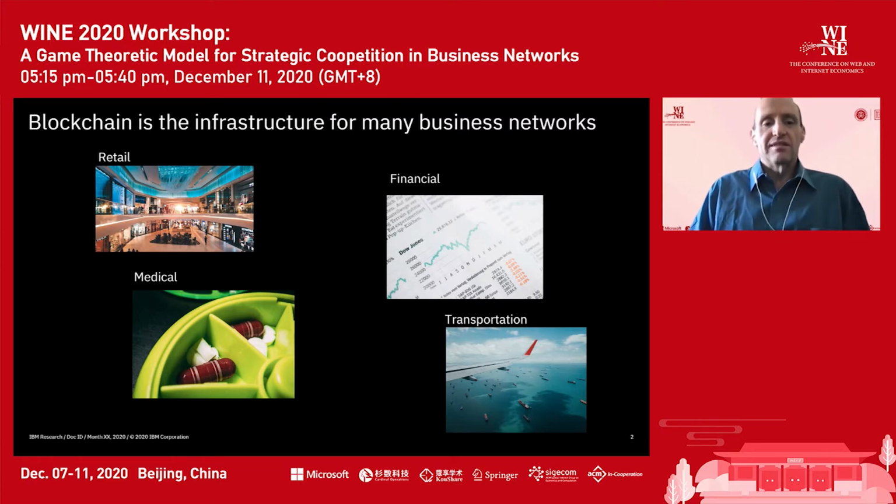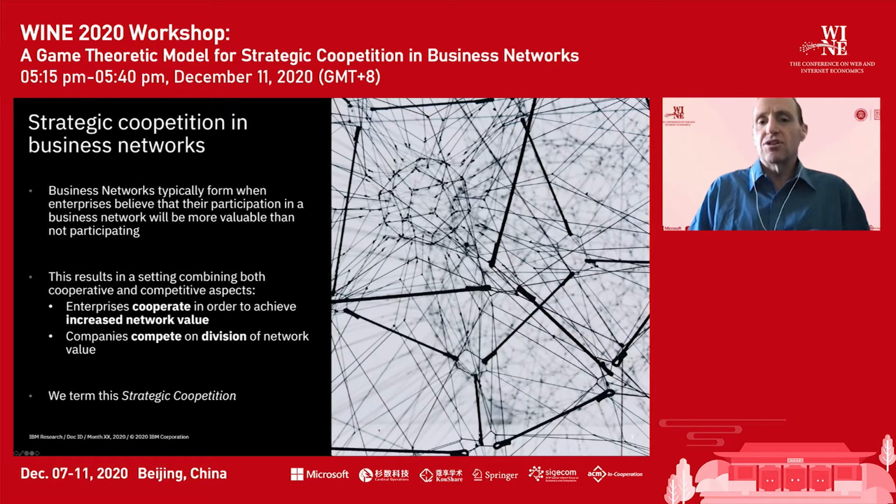Now, what prompted this work is an observation about what we call strategic competition, which I will explain. Typically, business networks form when enterprises believe that their participation in such a network will be more valuable than not participating. That is, they believe that their participation in a network will bring them value. But this results in a very interesting setting that simultaneously combines both cooperative and competitive aspects, because they want to cooperate in order to increase the network value. Intuitively, the more value they can provide, the more value each participant can gain. So this results in cooperation.